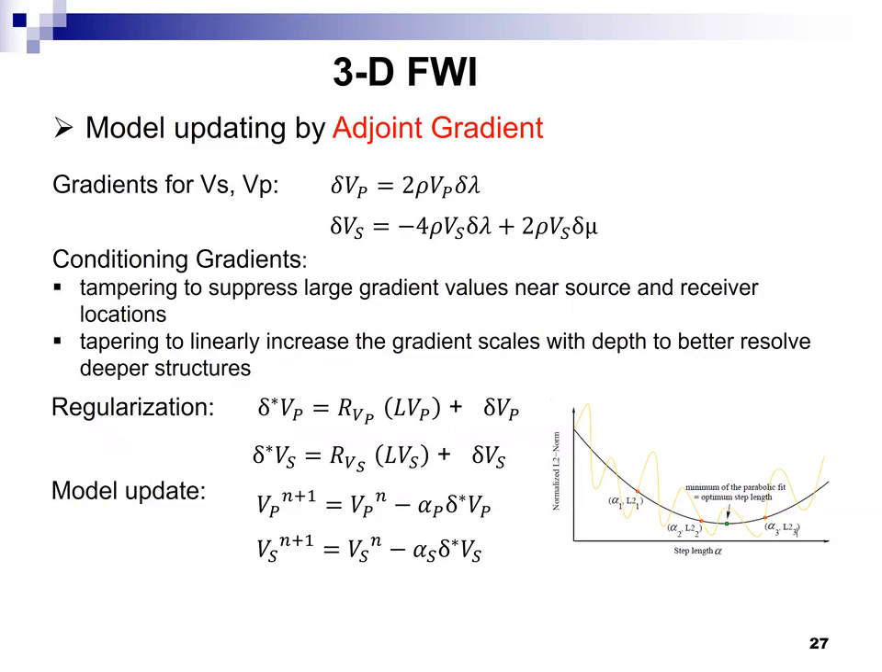Here we use tapering to suppress the gradient value near the source and receiver locations. So we do a little trick here to remove the artifact. We did not solve it completely, just suppressed it. And then we also increase the contribution with depth. So we hope with this trick, we can do something. Tapering linearly increases the gradient scale with depth to better resolve deeper structure. And then we do regularization to control the roughness of the model. Then Vs and Vp at iteration n+1 are updated from the previous iteration, and alpha p and alpha s here are the optimal step lengths determined by parabola fitting.